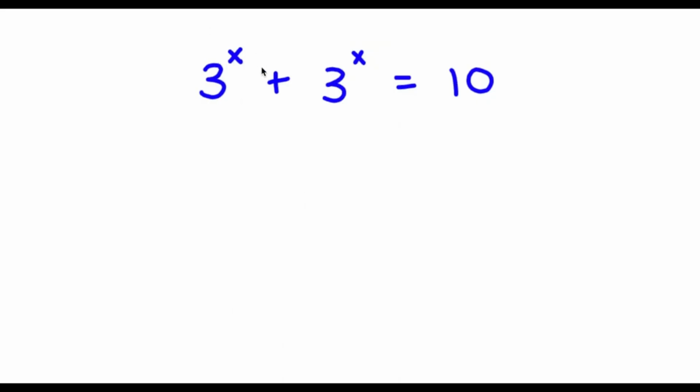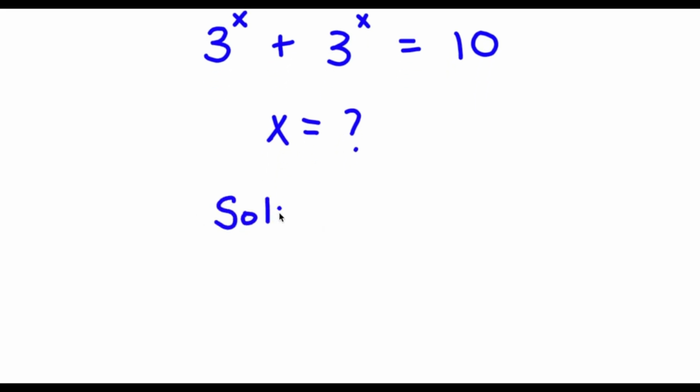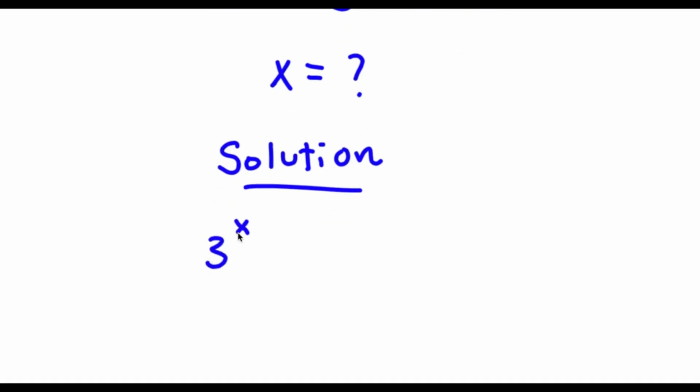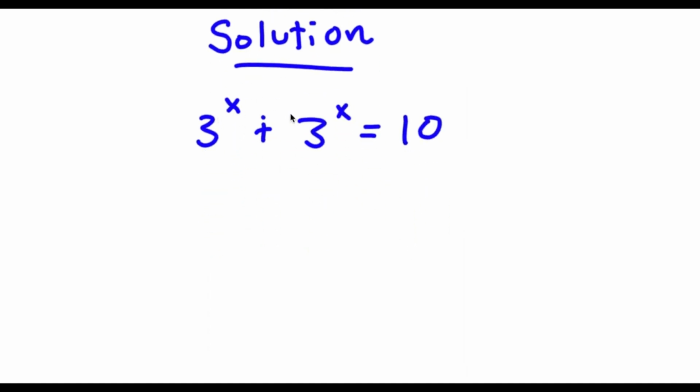Alright, so I have 3 to the power of x plus 3 to the power of x is equal to 10. So I want to find the value of x here. So for my solution, first start with 3 to the power of x plus 3 to the power of x is equal to 10. Now, because I have 2 3 to the power of x's on my left-hand side, I'm simply going to factor out 3 to the power of x from my left-hand side. So now I have 3 to the power of x times 1 plus 1 is equal to 10.